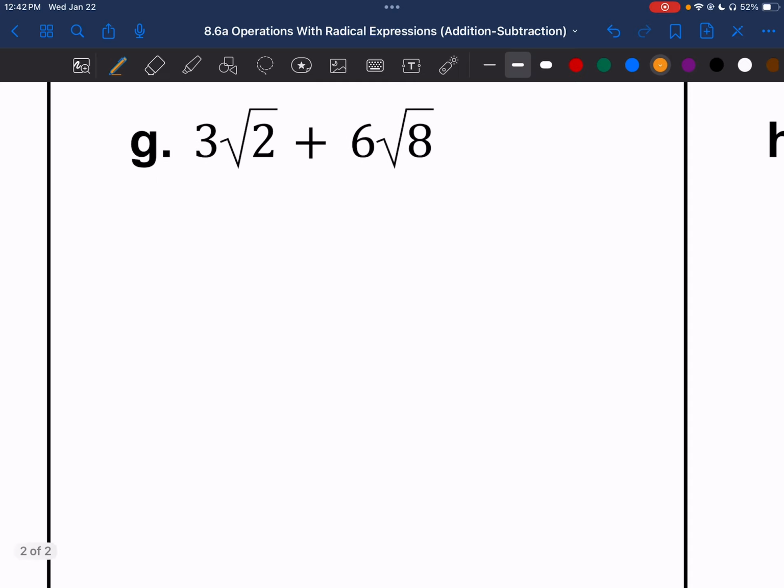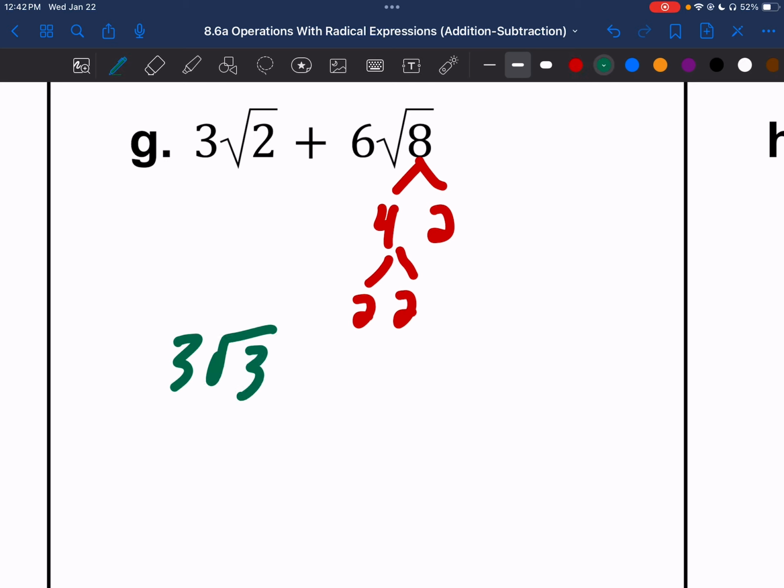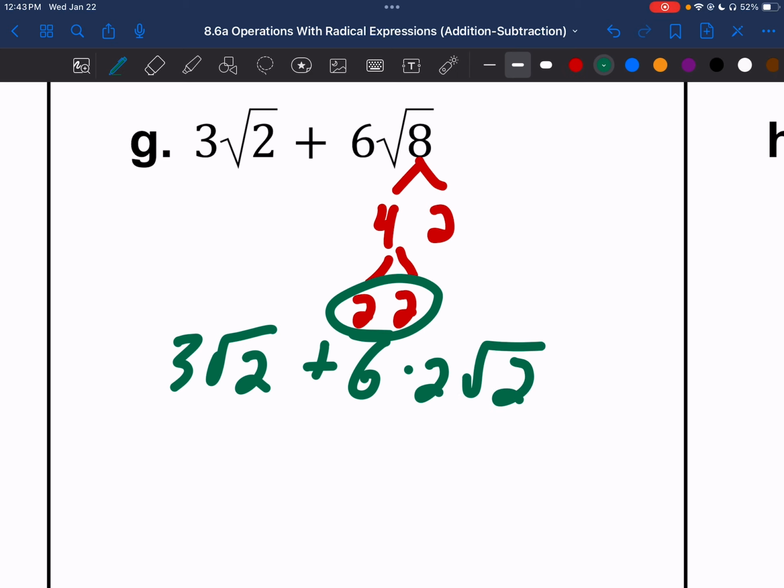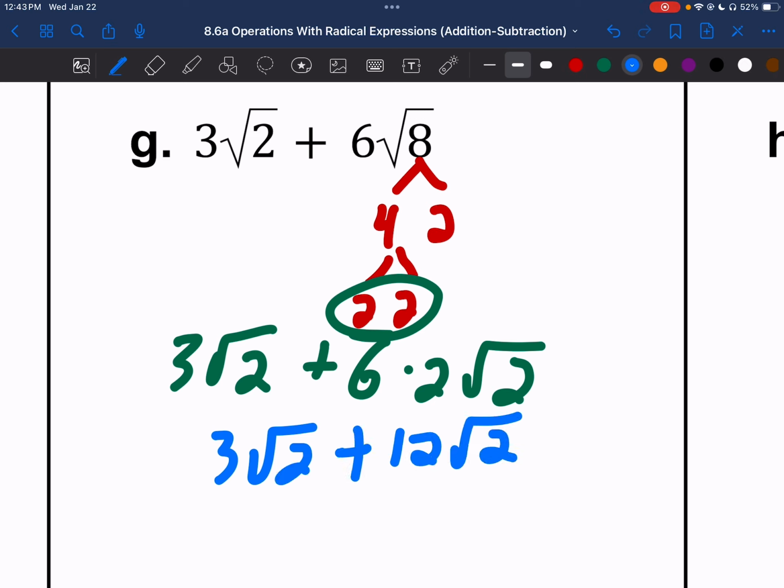Letter G. 8 is broken up into common factors of 4 and 2, 4 times 2, and 4 breaks up to 2 and 2. So our first term stays the same, 3 root 2 plus 6 times 2 root 2. 6 times 2 is 12. And when you combine those together, you get 15 square root 2.